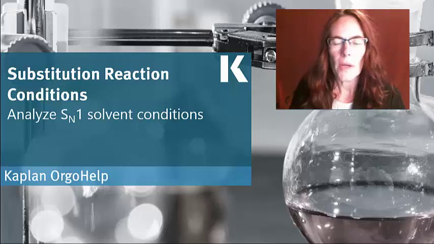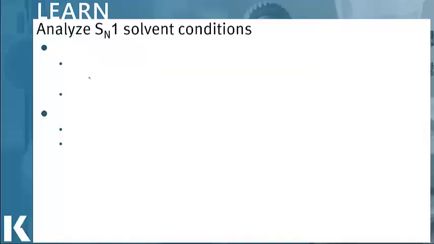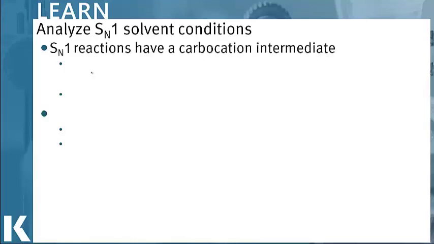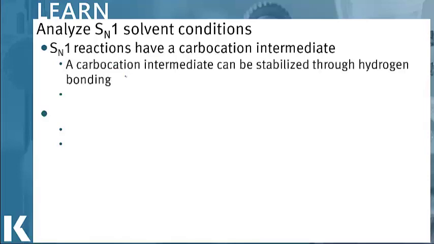In this video, we are going to learn to analyze SN1 solvent conditions. To analyze SN1 solvent conditions, we first have to think about the SN1 reaction itself. An SN1 reaction proceeds through a carbocation intermediate. This carbocation intermediate has a carbon that has a positive charge. The positive charge can be stabilized through hydrogen bonding, and the hydrogen bonding comes from the solvent itself. So we need to think about the solvent.